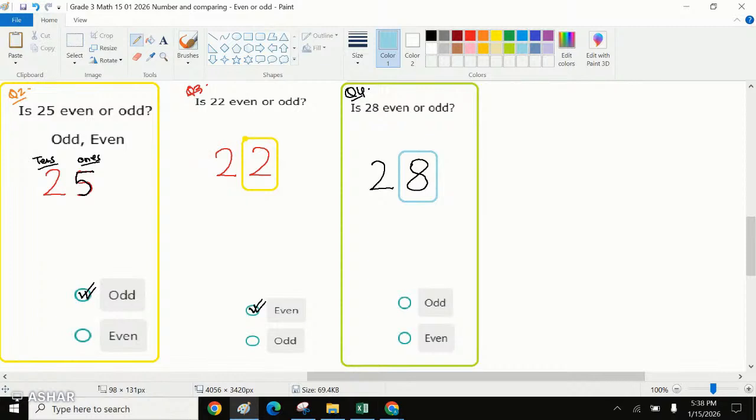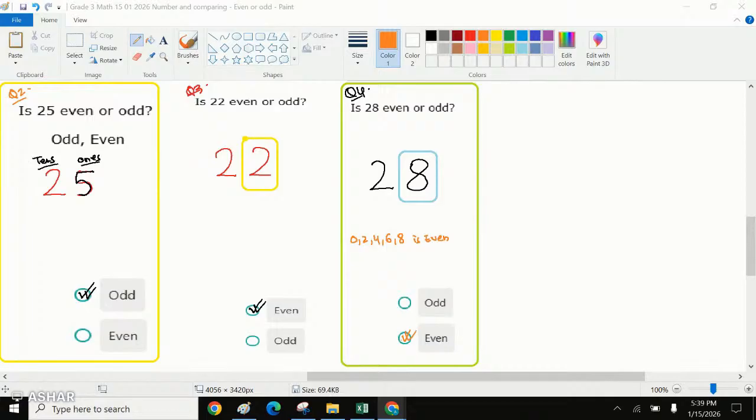Because 28 is ending with 8. And we know that any number that ends with 0, 2, 4, 6, and 8 is always even, right? So this is ending with an 8, so it should be even. Okay, let's look at another question. That would be question number 5. We say 28 is even.